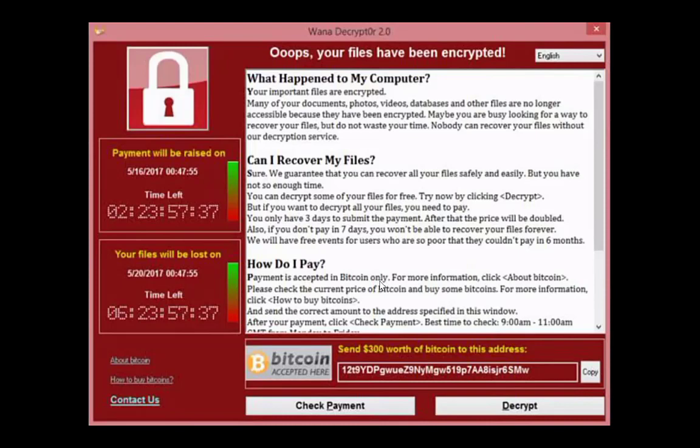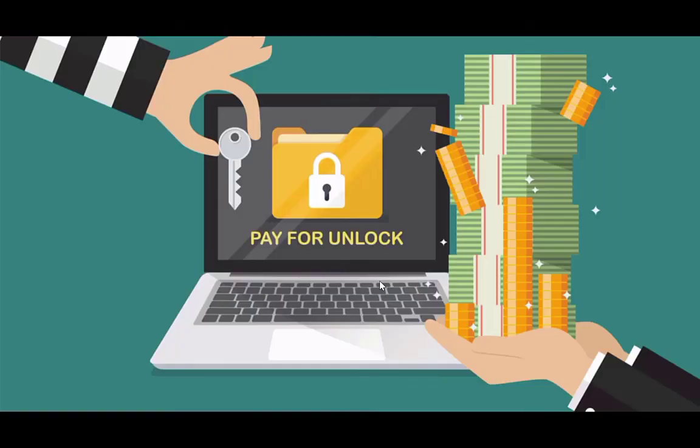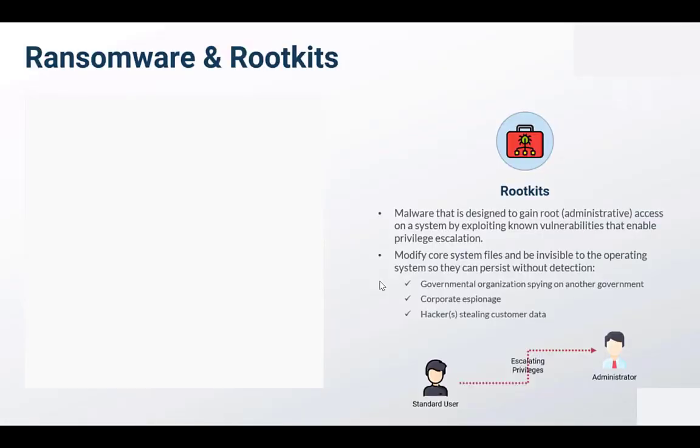So this is the type of ransomware, asking you to pay to unlock. There is another type of malware called a rootkit. A rootkit is something different: malware designed to gain root access. Basically, it takes control and escalates privilege to the root user or administrator and does all the bad things.